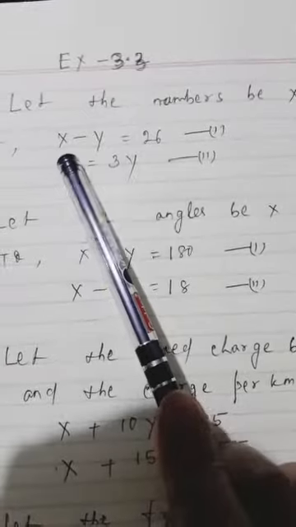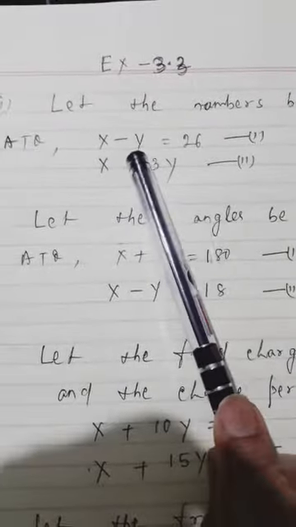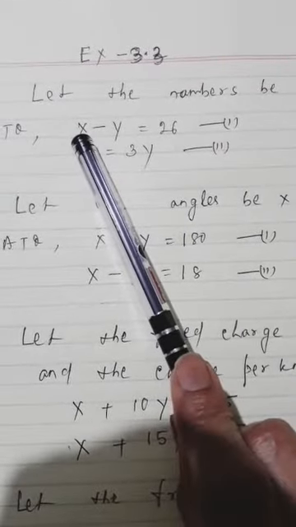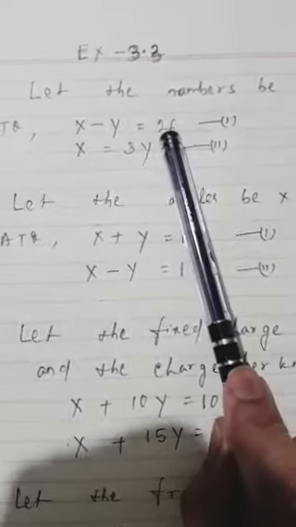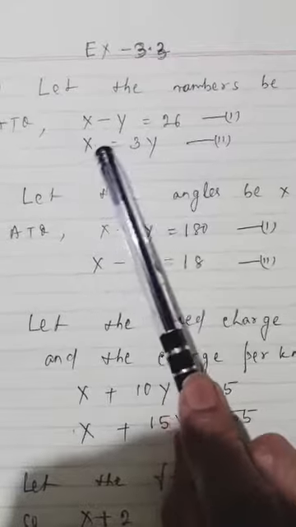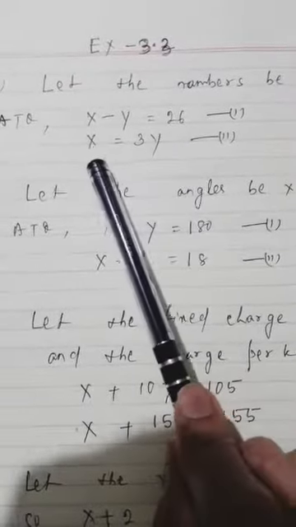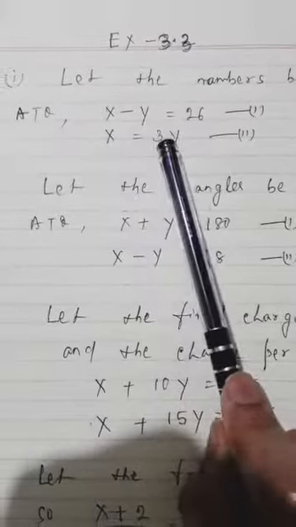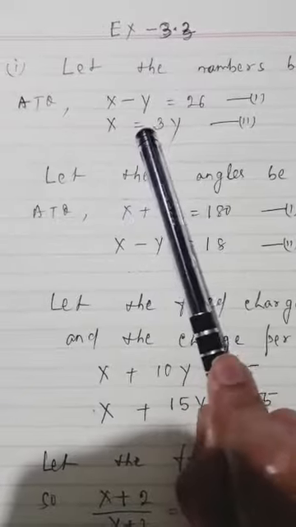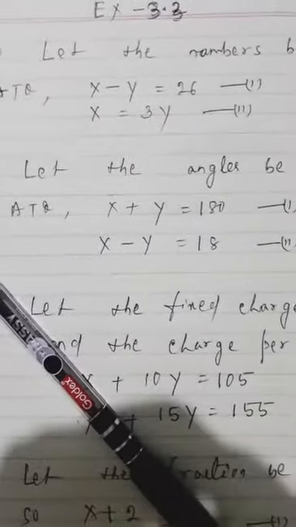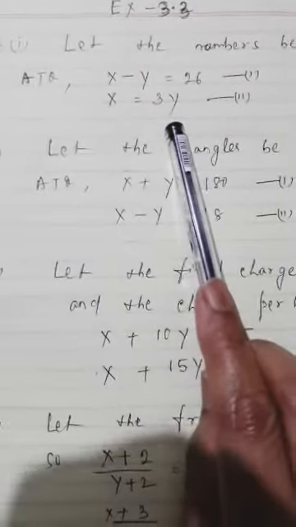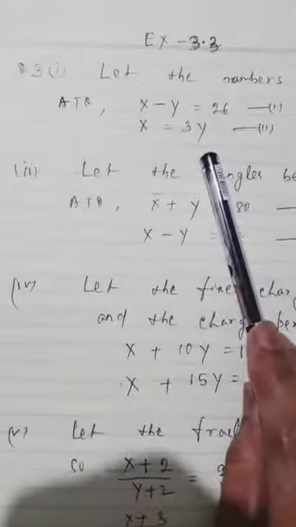So the difference of the numbers is 26. That means x minus y is 26. And again here, since x is greater. Why? Because x minus y is a positive number. So x is greater. So here we have to write x equal to 3y. Why? Because it is given one of the numbers is 3 times the other. So since x is greater, x equals 3 into the smaller number y. But here we cannot write y equal to 3x. x equal to 3y we have to take. So this is your first bit of question number 3.